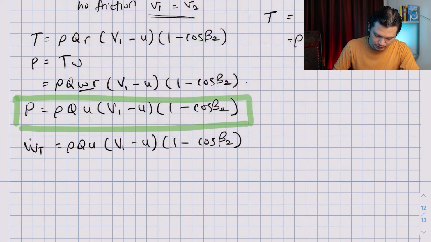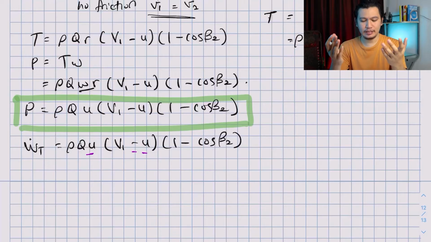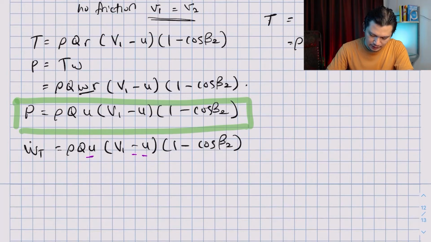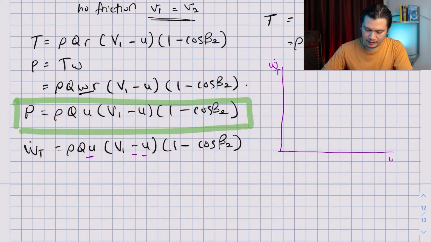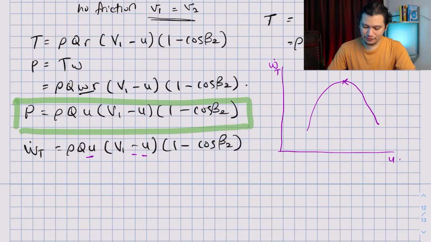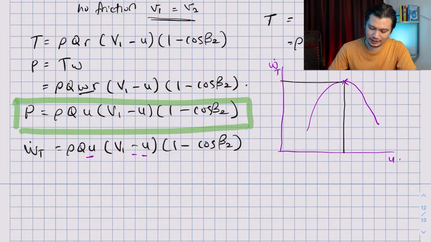So you have U here, and you have the negative sign here. That means that this equation is a quadratic equation with a peak, right? It's going to look something like that. That means if I plot the graph of W dot T against U, I'm going to have a single peak, isn't it? Now, how do we find the peak velocity? You can find it by differentiating W dot T against U.